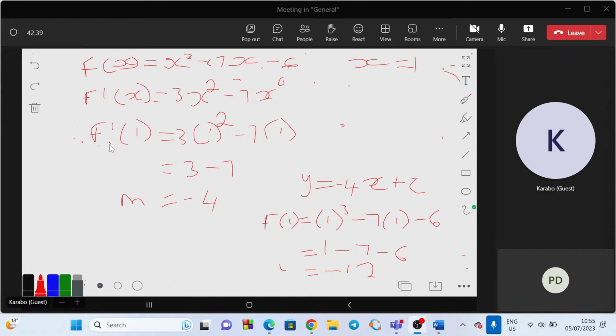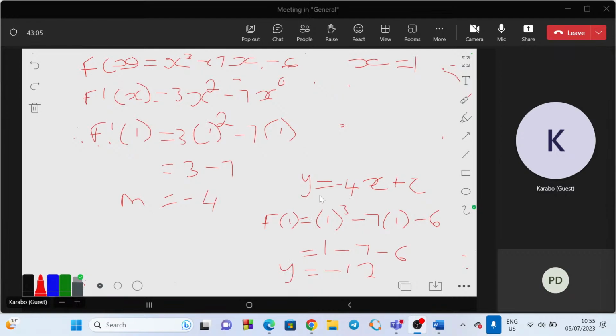Then after that, you substitute the value of 1. When you substitute the value of 1, it's going to be 3 in brackets 1 to the power 2 minus 7. Then you're going to have 3 minus 7, and you get the gradient of minus 4. Just that the way you have written them mathematically, it makes some errors and contradictions. So it's fine, let's proceed.